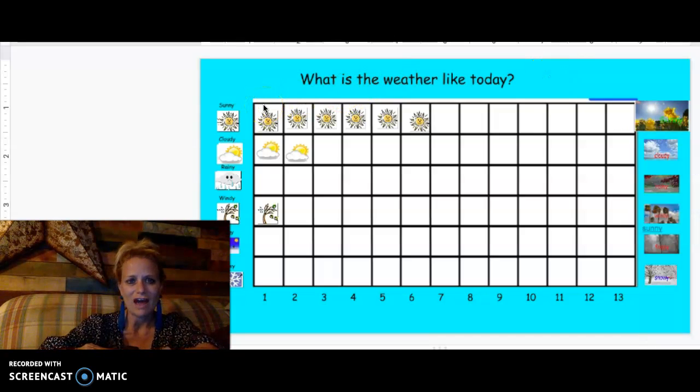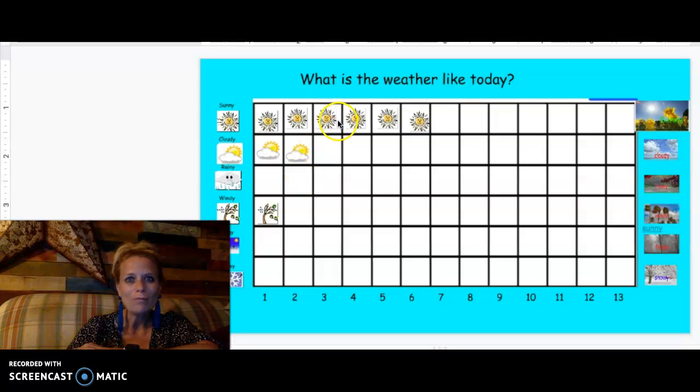Let's look at this graph. A graph gives us information. So how many days has it been sunny in October? 1, 2, 3, 4, 5, 6. 6 sunny days. How many cloudy days? 1, 2. Good. How many rainy days? Right, 0. How many windy? Good, 1. Foggy? None yet. And snowy. No snowy days.